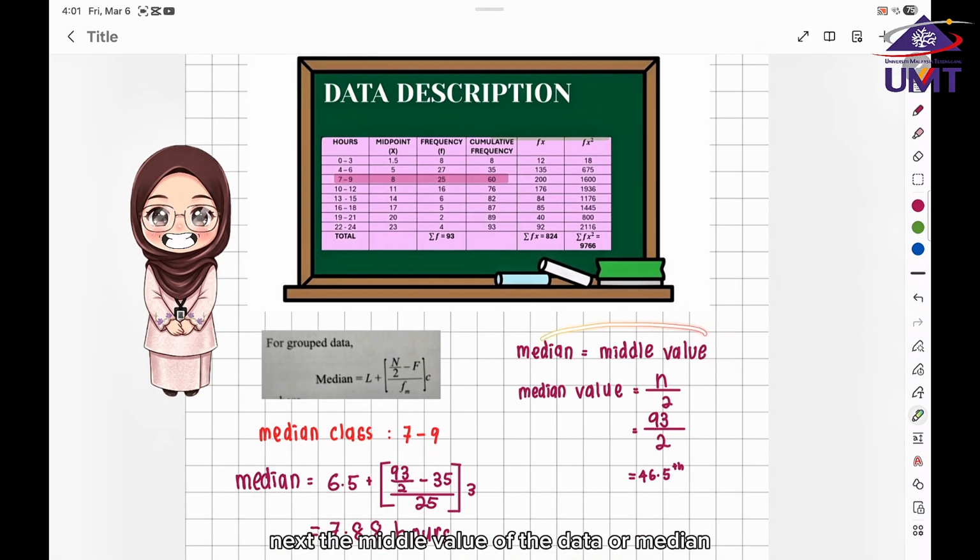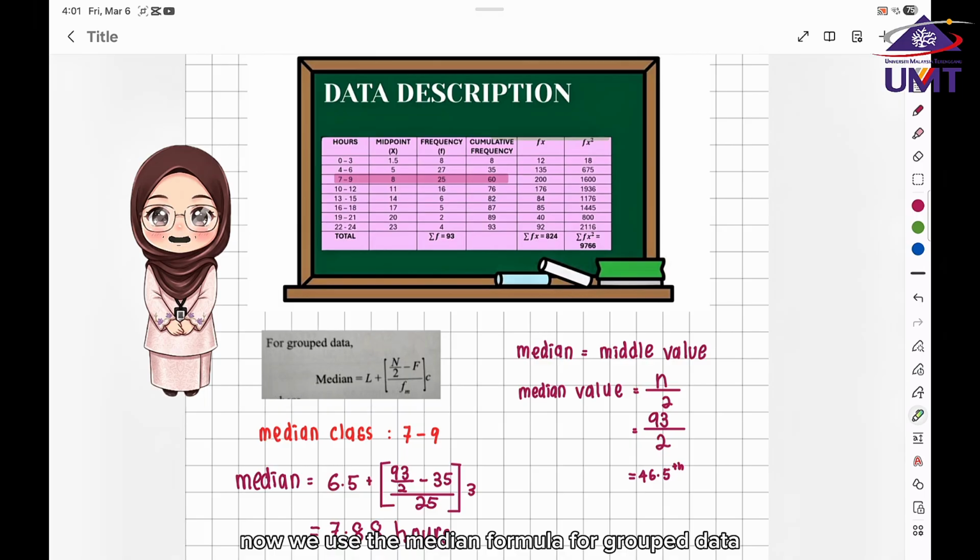Next, the middle value of the data, or median. First, calculate n over 2. N is the total frequency. From the table, n is 93. 93 over 2 equals 46.5. This means the median position is 46.5. Next, we look at the cumulative frequency column. The value 46.5 lies between 35 and 60. So, the median class is 7 until 9.